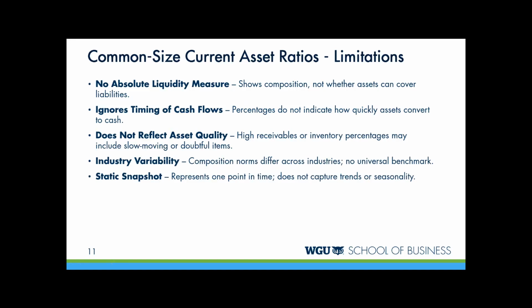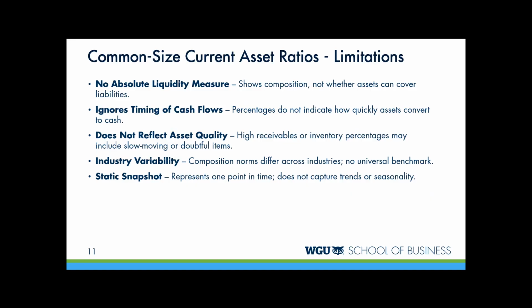The next limitation, it doesn't show us the timing of those cash flows. The percentages just tell us what percentage of those current assets exist in that particular account. For example, our accounts receivable. We may say that our accounts receivable represents 40% of our total current assets, but that's not telling us with 100% certainty when we're going to be able to realize the cash from those accounts receivable.